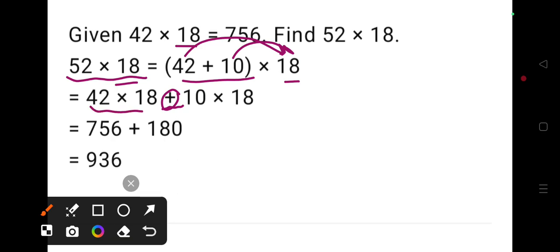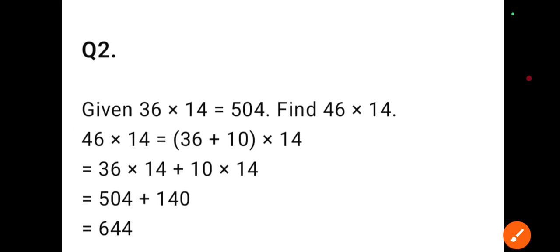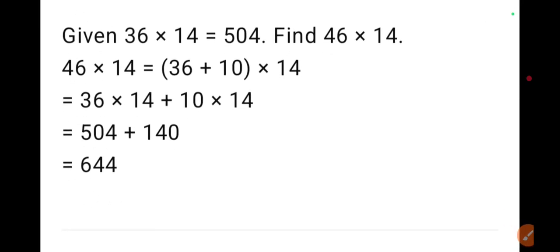So 42 into 18 is one term and the other term we got is 10 into 18, right? You all know that it is given 42 into 18 is 756, and 10 into 18 is obviously 180. So after adding you got the answer. The basic thing was we have to use 42 into 18 in solving this, right? Let's discuss one more question of this type so that you will get more clarity.